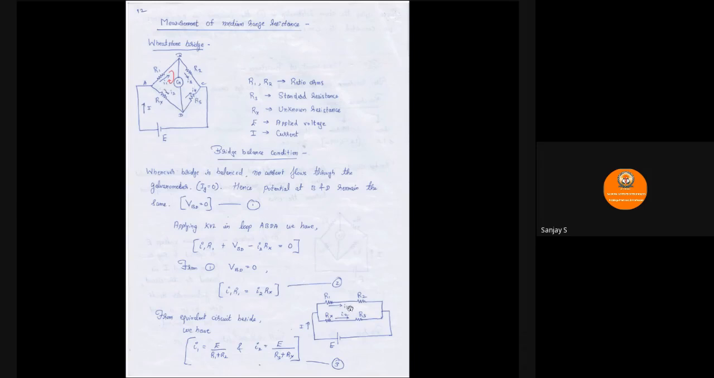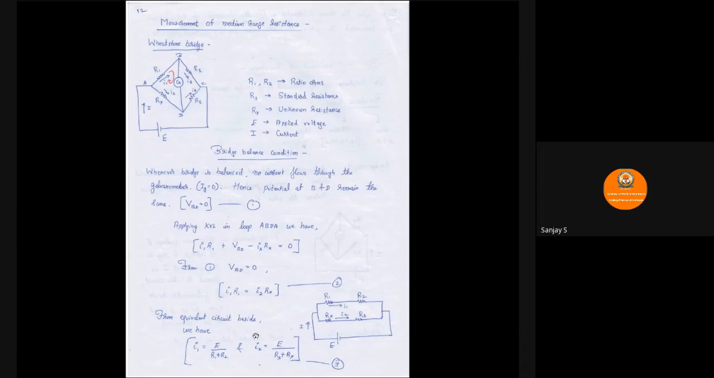Since the galvanometer is not present, Ig is 0, I1 is the same as I3, so you can write it as I1 itself. I2 is the same as I4, we can write it as I2 itself. So from this, let us write down the expression for I1 and I2 from this circuit. I1 is equal to E divided by R1 plus R2. See, both the branches are connected in parallel, so voltage is the same in parallel. So I1 is equal to E by R1 plus R2, and I2 is equal to E divided by R3 plus Rx. So this is equation number 3.